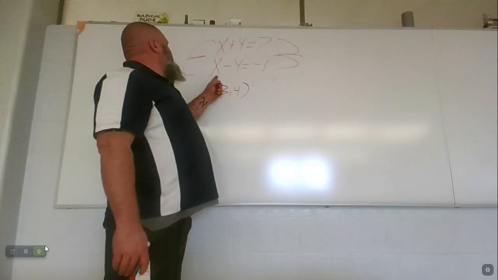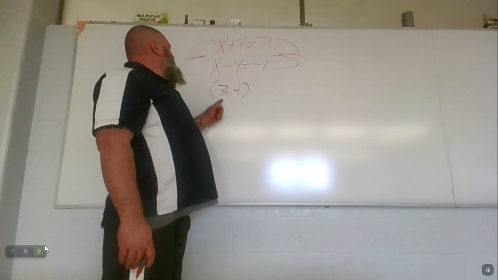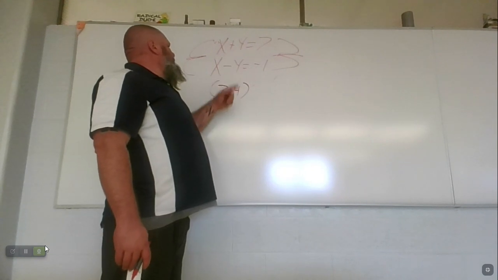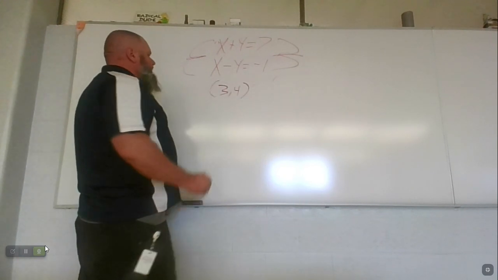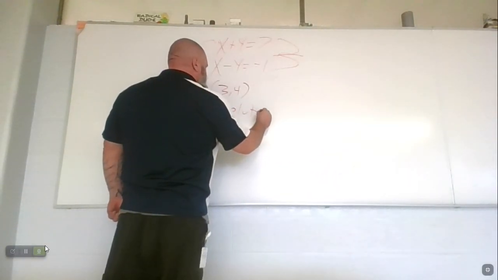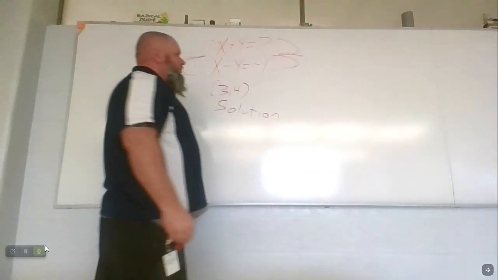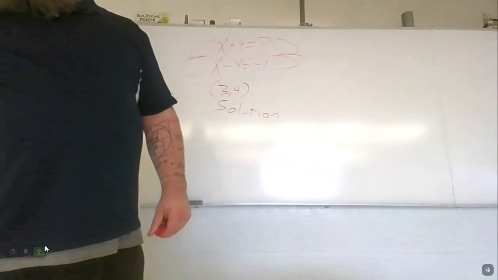Now let's look at our second one. X minus y equals -1. Put 3 in for x, 4 in for y. 3 minus 4 equals -1. So this is a solution. That is a solution to that system of equations.